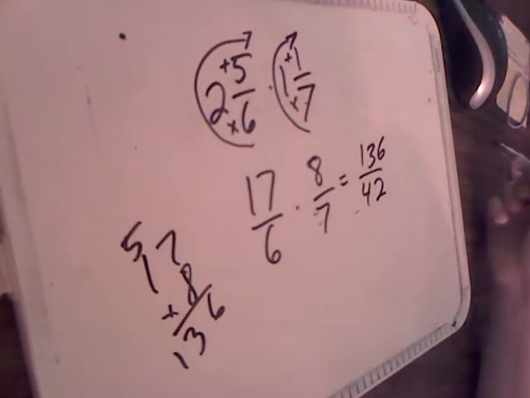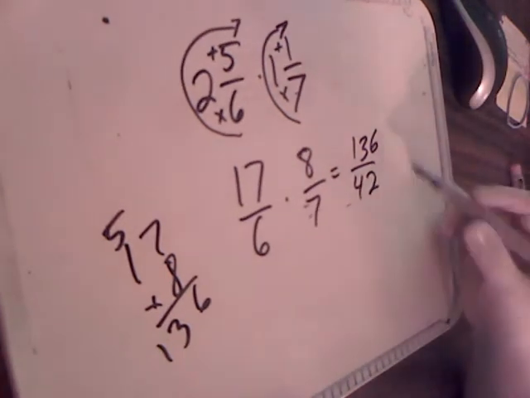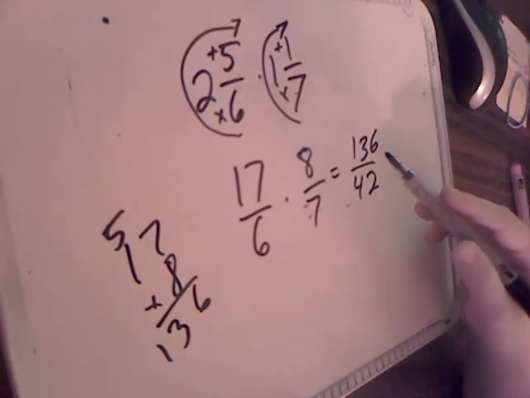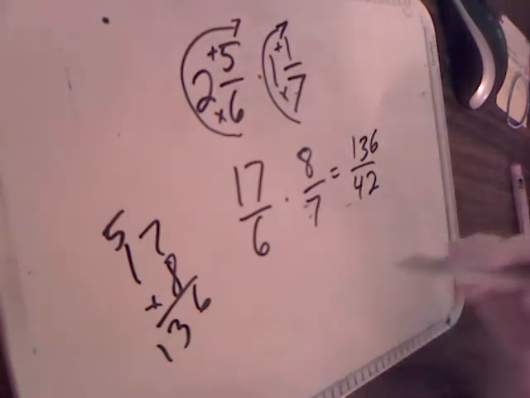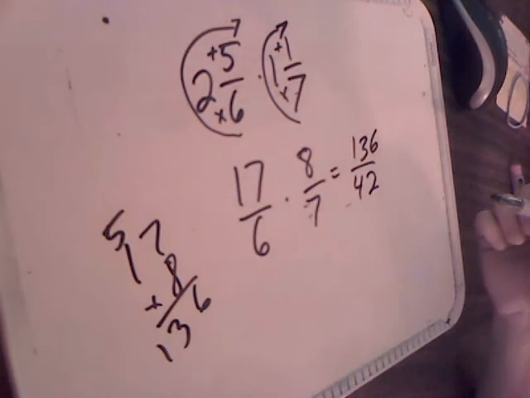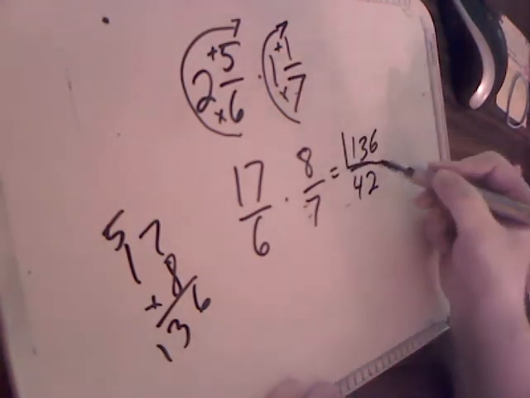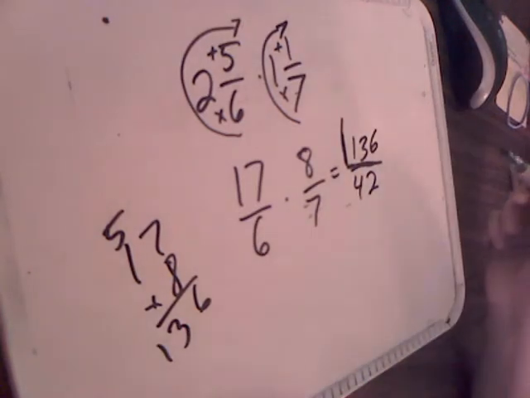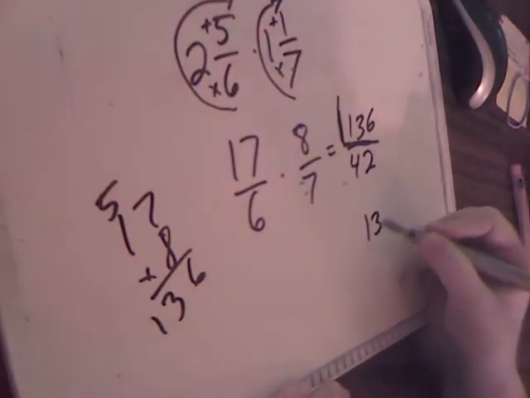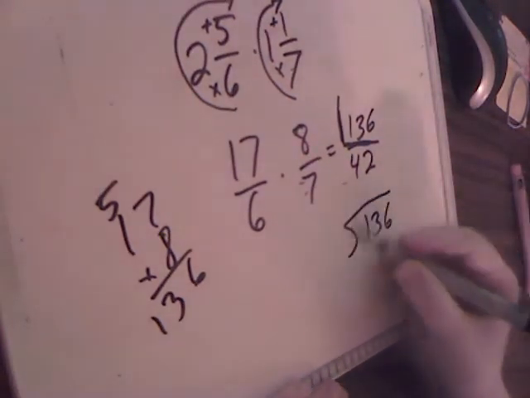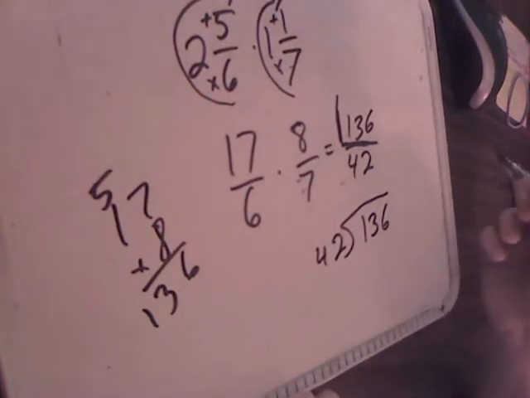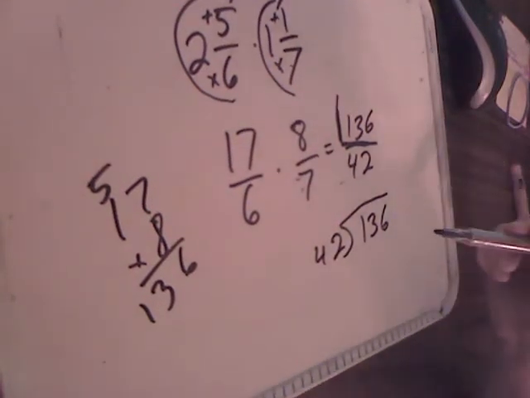Now what you'll notice here is that this is too big, so we're going to need to change this improper fraction back into a mixed number. What we're going to do for that is make the L and divide. So we have 136 divided by 42. We have 42 going into 136. That's a big number. Let's break this down.